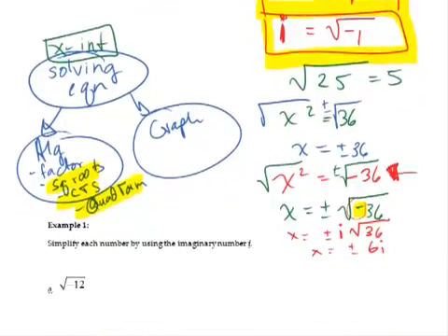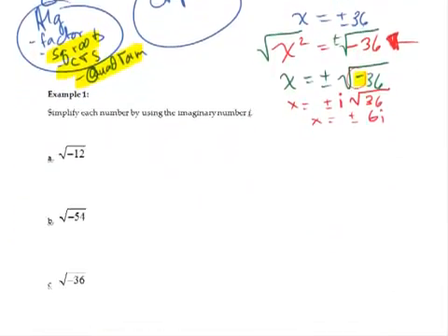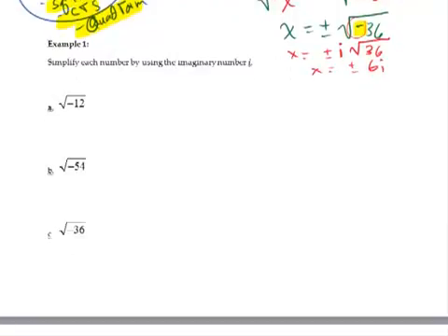All right, so let's see how we use this. First of all, square roots. So something like the square root of negative 12.